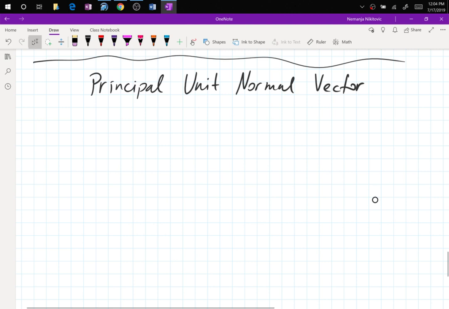So now we are going to talk about the principal unit normal vector, which is going to be 90 degrees to the tangent vector. So when you take a look at the curvature, some curve like this, and you pick a point, if you have a tangent vector going this way, the normal vector will be 90 degrees to that tangent vector pointing inwards.